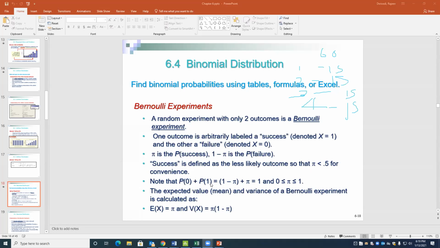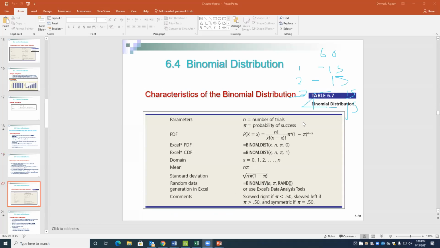Probability of 0 plus probability of 1, again, this is 0 to 1. The pi value, the probability of the event, success, can be 0 to 1. It can be 0, it can be 1. So here the expected value is equal to pi, and the variance is pi times 1 minus pi. You can see this is the formula of the PDF, and for the CDF the mean is n pi. N means the number of occurrences, and pi is again the probability.